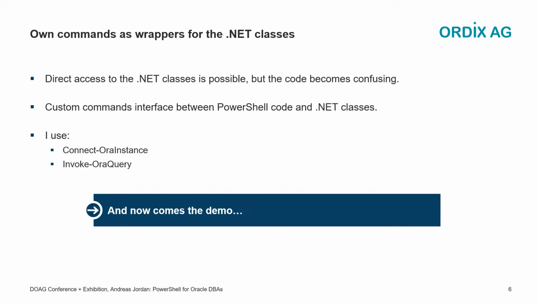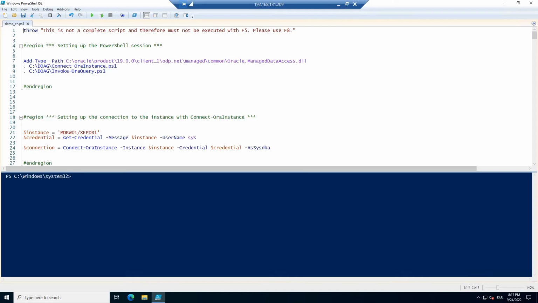As I said before, dbatools is the state-of-the-art interface to SQL Servers, and I kind of borrowed the names of the commands and most of the code to get it to work with Oracle. So I named them Connect-OraInstance to connect to the instance, and then Invoke-OraQuery to execute a query. And now, let's have a look at how it works.